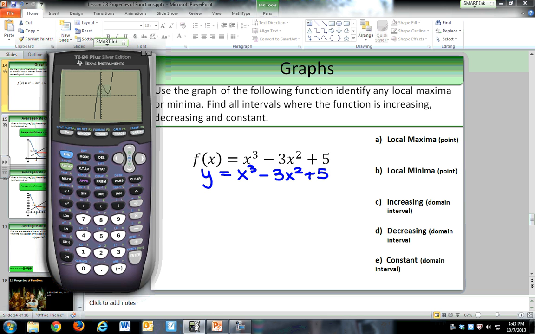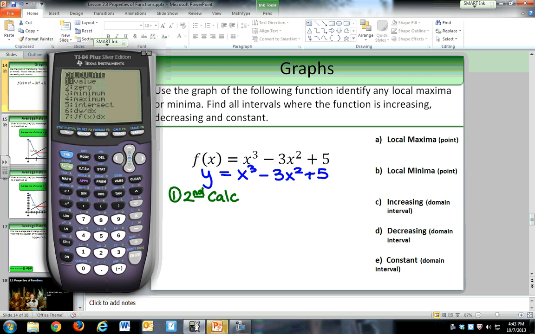So the first thing we're going to do is look for the local max point. What you're going to do is hit second calc. We'll go ahead and write this in here. So second calc.